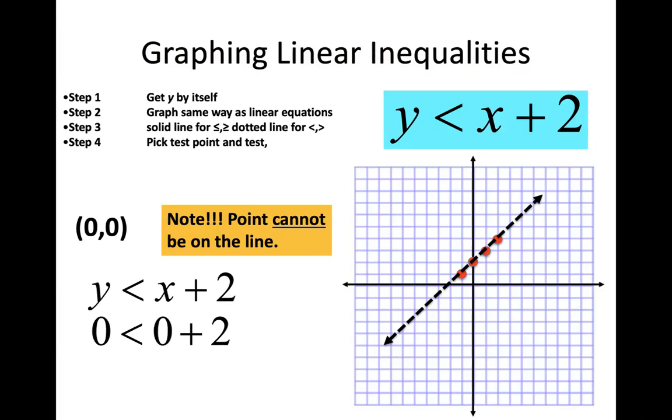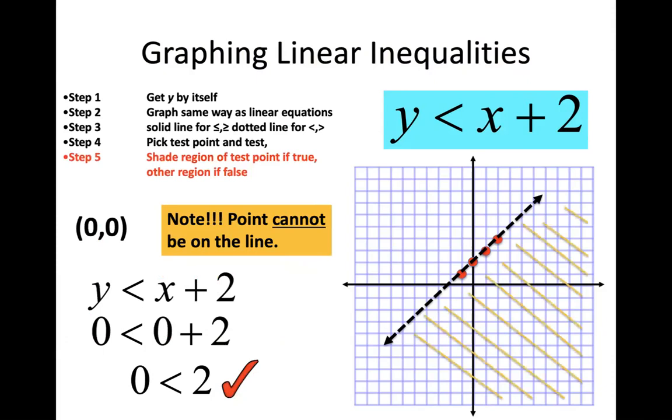I throw 0, 0 into the inequality. I simplify both sides. 0 plus 2 is 2. And I see if that last statement on the bottom is true or false. Is 0 smaller than 2? It sure is. So 0, 0 lives in the correct region, and 0, 0 is underneath the line. So that's the area that I shade.